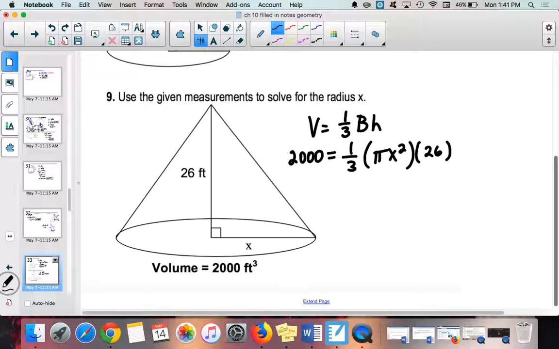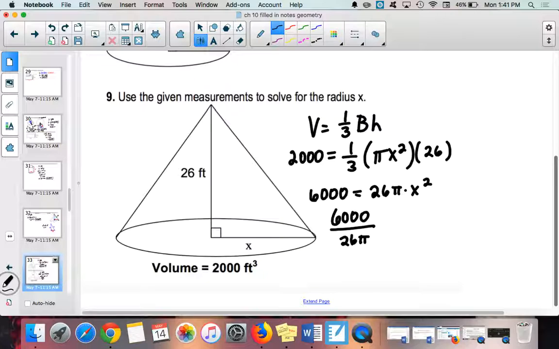Did you feel pretty good about this one? The first thing I personally would do would be get rid of that 1/3. How can I get rid of the 1/3? Multiply the 3 to the other side, right? So I get 6,000, and I'm going to have 26 times pi times x squared. Okay. So you can divide by 26 and then divide by pi, or you could do it together. You could divide by 26 pi, but be very, very careful if you do this.